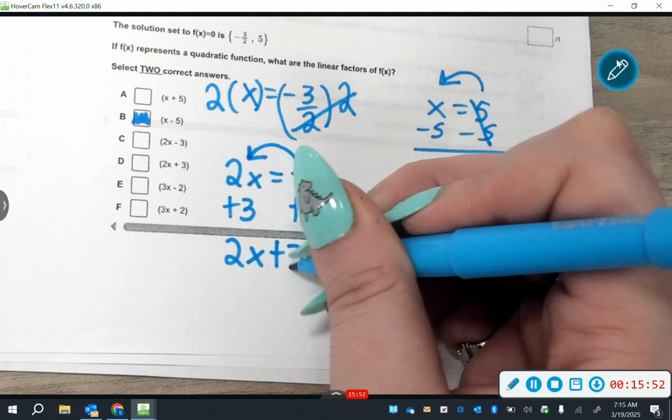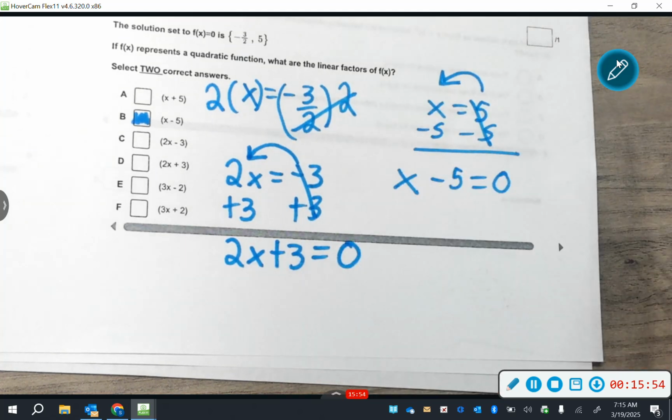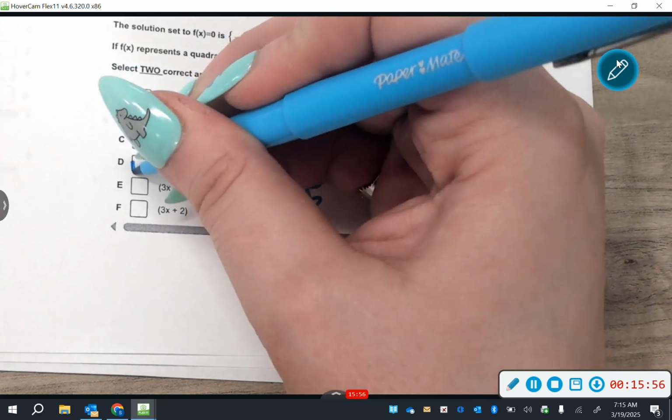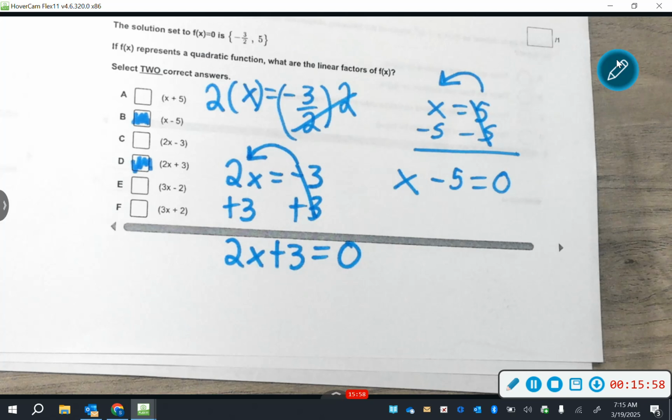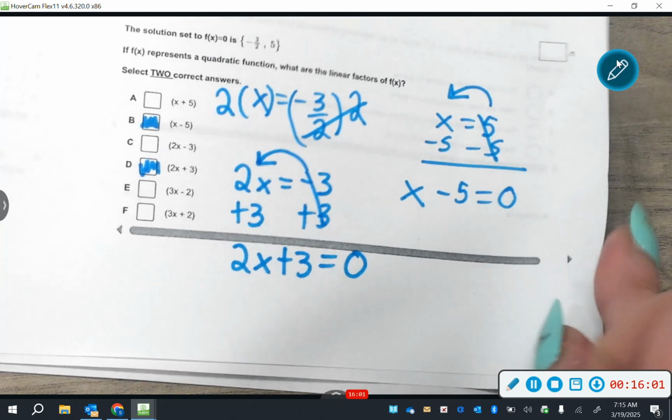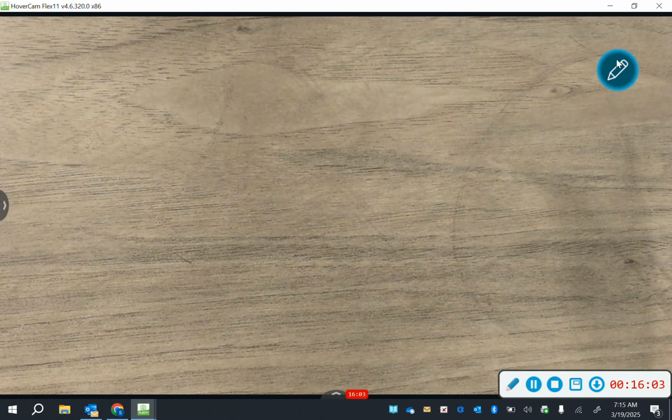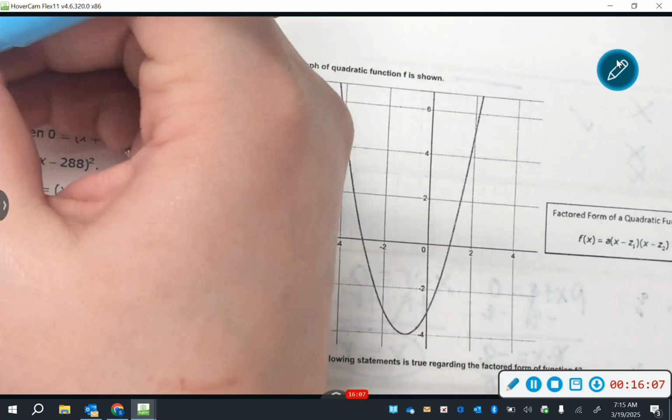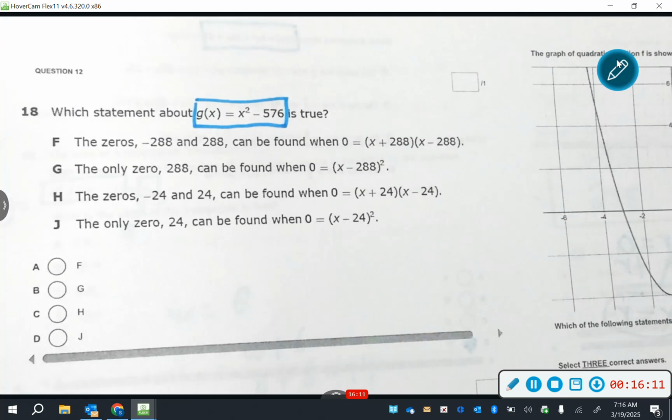2x plus 3 equals 0. Our other factor is D. Flippin'. Y'all, it's another equation question. Plug that in your calculator.